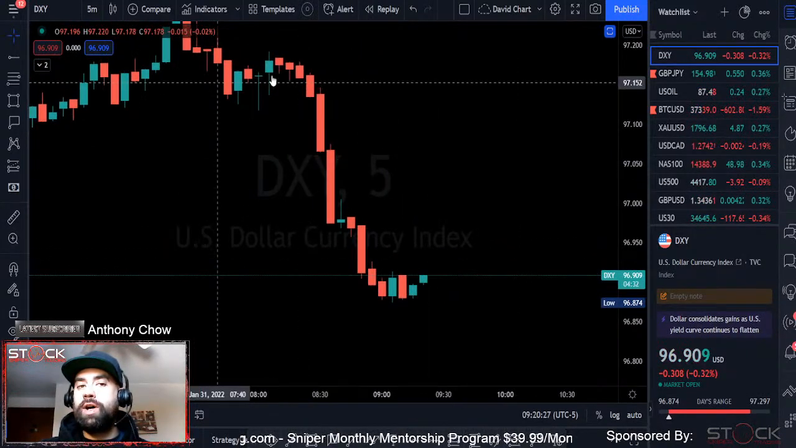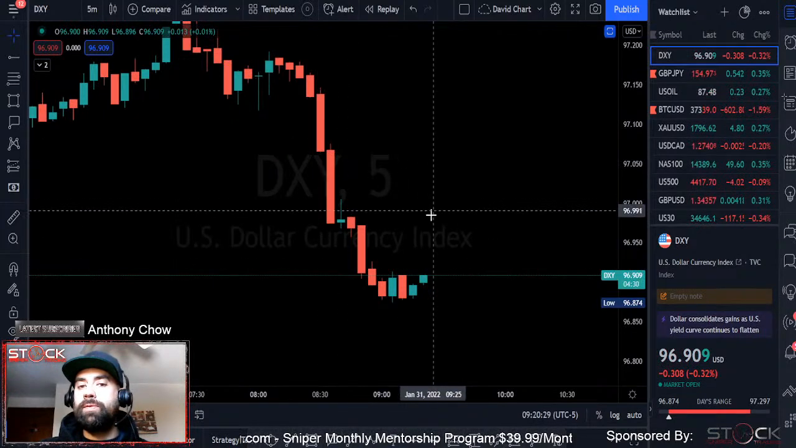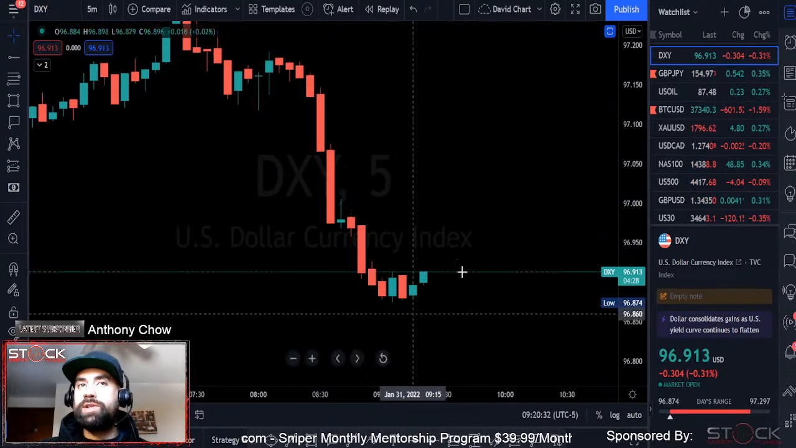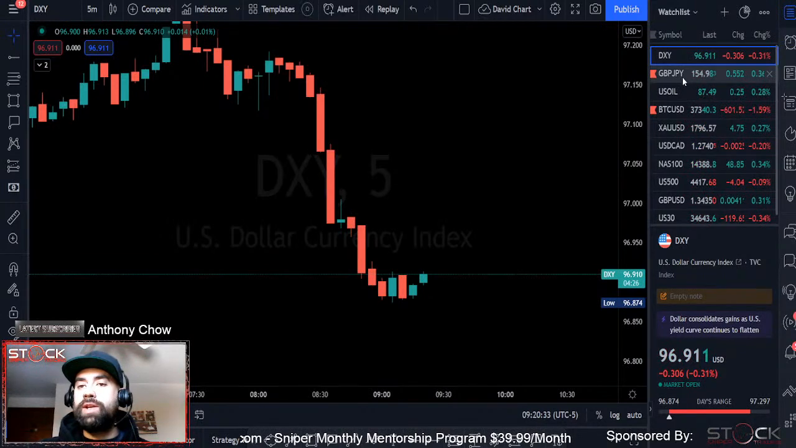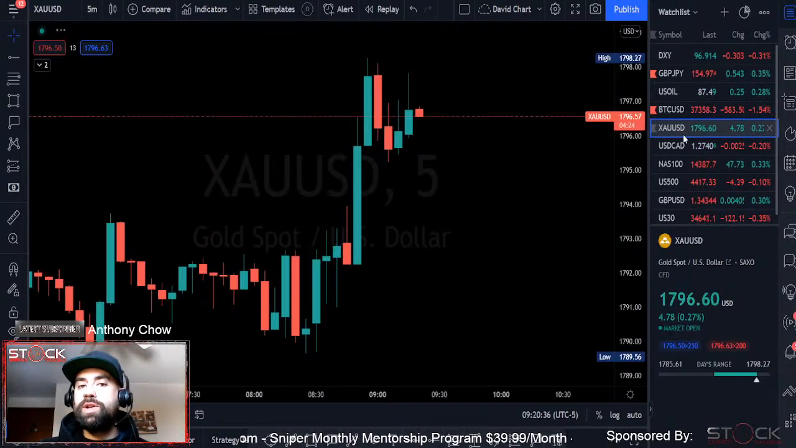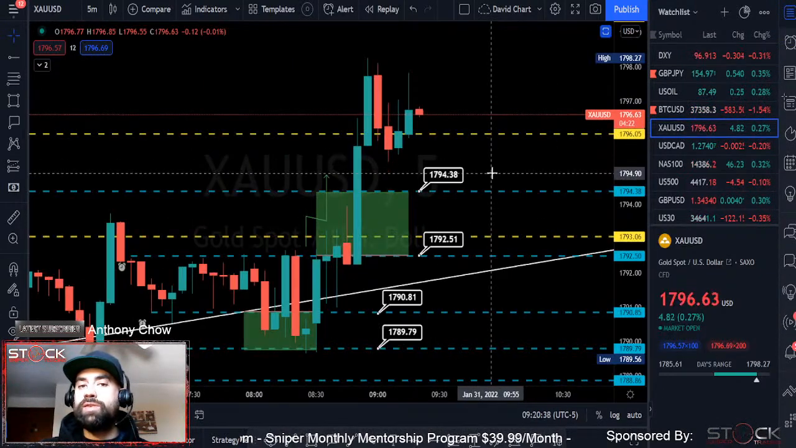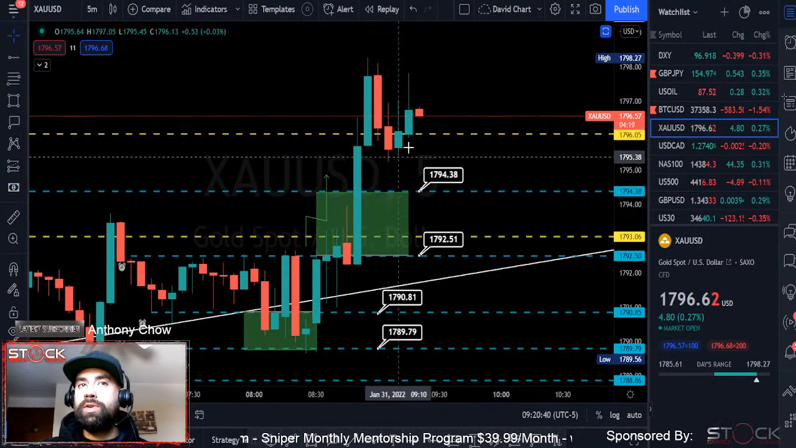So you can see it sold off. Maybe they're going to pump it back up for market open. We'll watch and see. So then check out gold. You can see that gold is kind of having some indecision right now. Pushed, pulled, pushed, pulled.